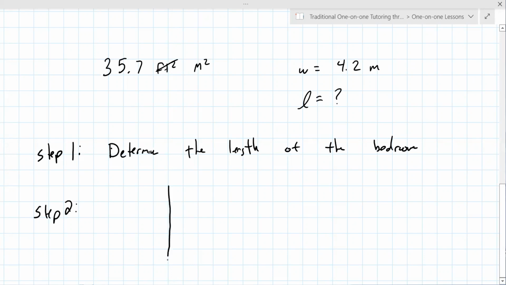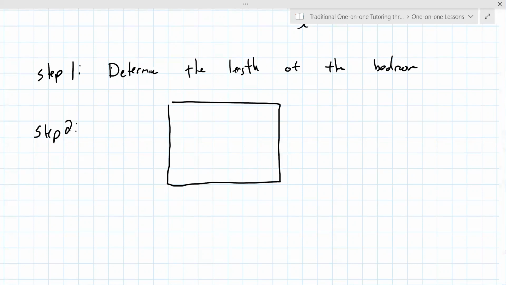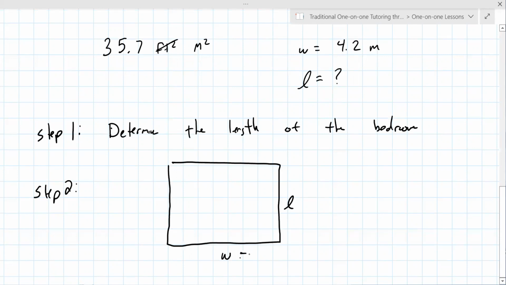So I think it's reasonable to draw a rectangle here, some sort of a rectangle. Does it matter which is W and which is L when you're drawing a rectangle like this? It really does not. There's preferences, a lot of people like the W to be on the bottom and L to be on the side, but it really doesn't matter. You'll use different letters in the more math you take. Now, do we know either of these measurements? We do. We know the width is 4.2. We also know the area is 35.7.